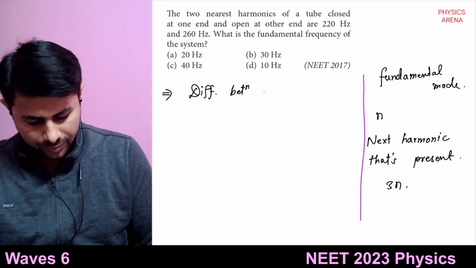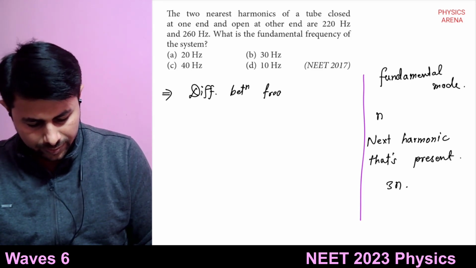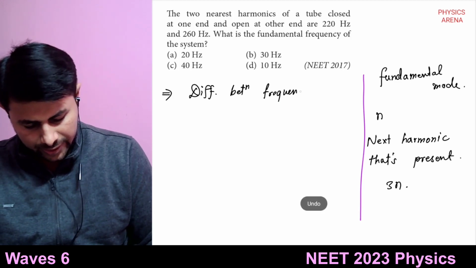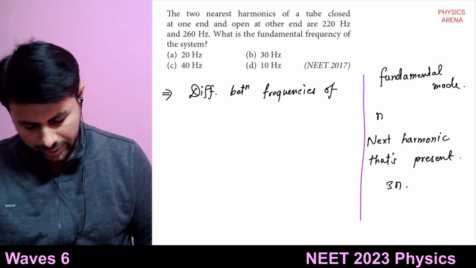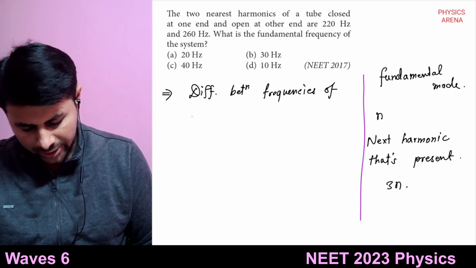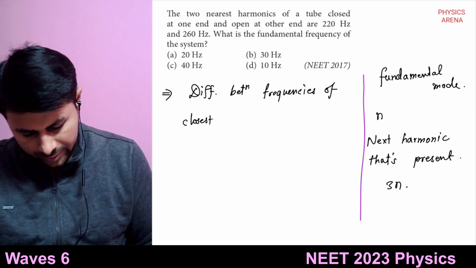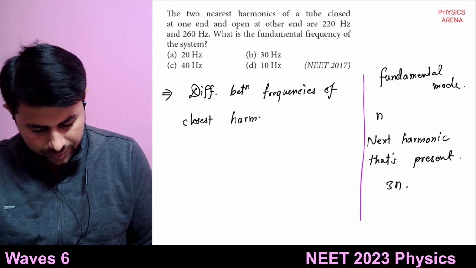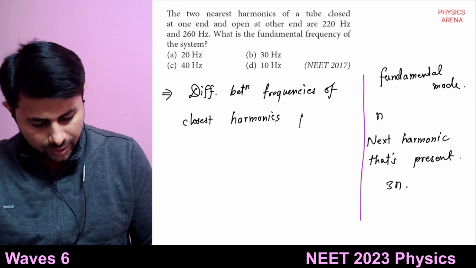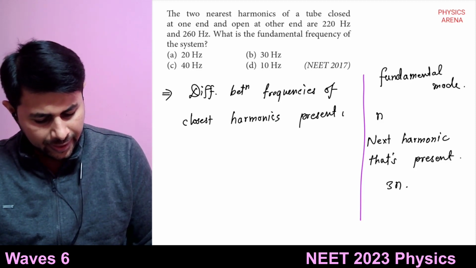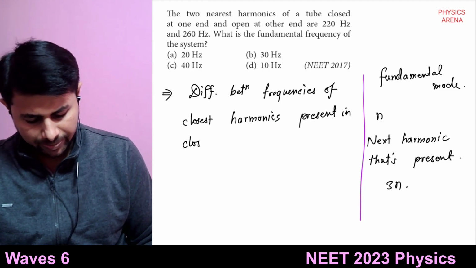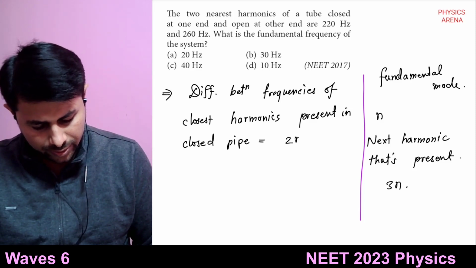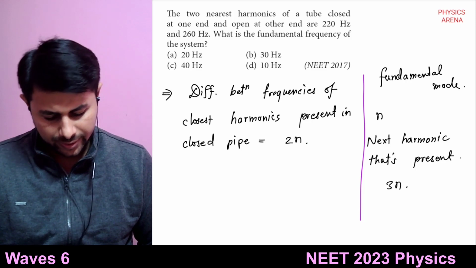So we can say the difference between the frequencies of the closest harmonics present in a closed pipe is equal to 2 times n, right?